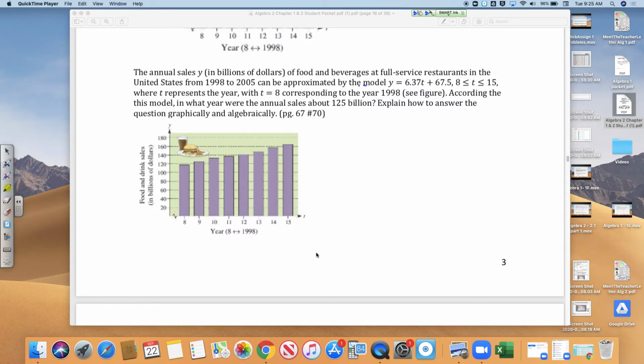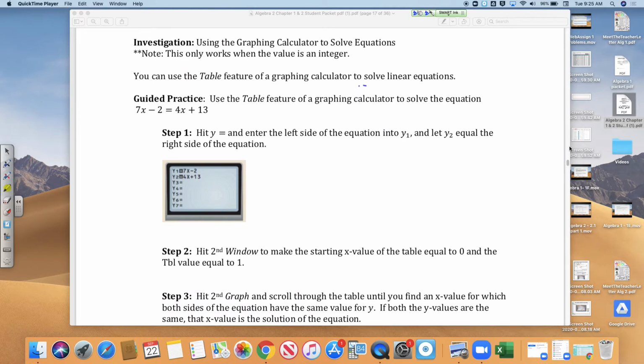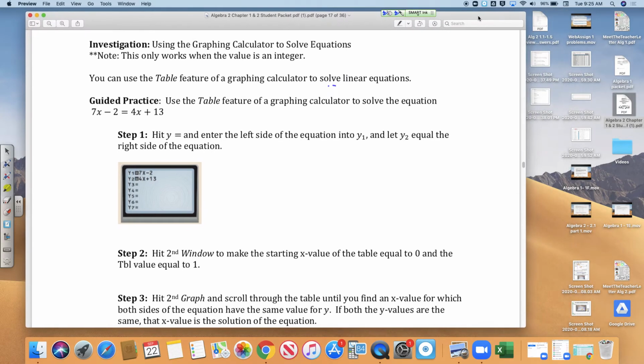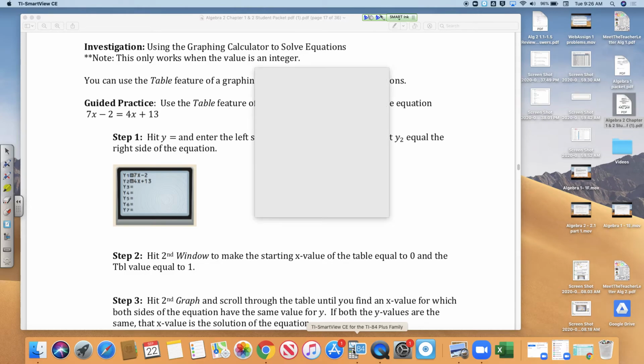But if you don't have a graphing calculator, you can get one free. If you Google Texas Instruments, you can get a free trial. I think it's 90 days. It's better than nothing, though, until we come back into school, and I can let you guys borrow one if they are going to let us do that this year.